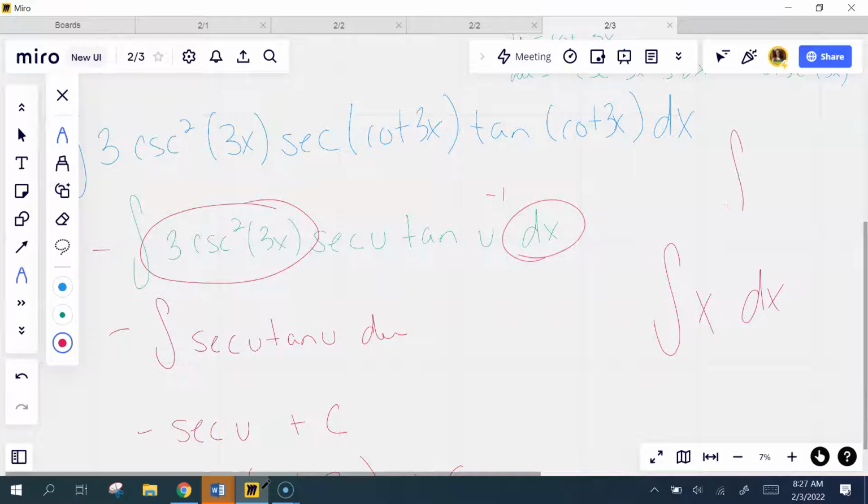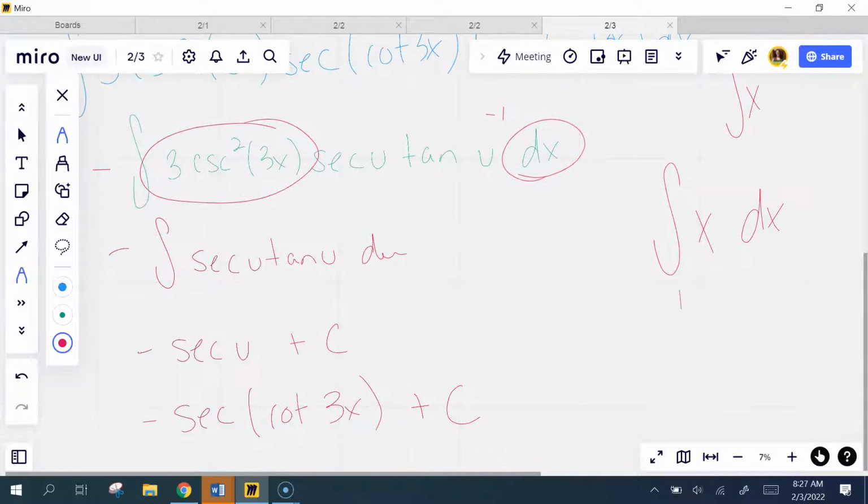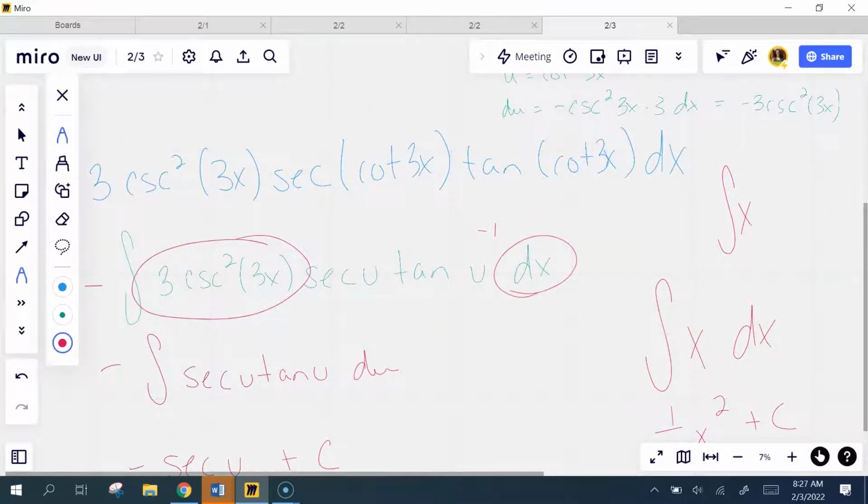If I just said this, that doesn't have an integral. It's got to have the dx. So the du allows me to take the integral there. So this would be, of course, 1/2 x squared plus c. Correct. So you've got to have that du in its entirety.